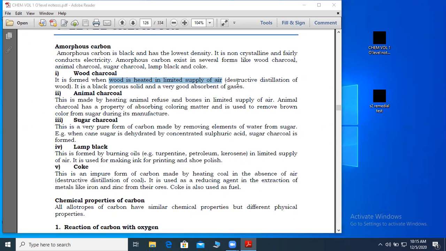Destructive distillation of wood. This is destructive distillation of wood. It is a black porous solid and a very good absorbent of gases. So let us write it. Let us now note down somewhere there, because I will ask you uses of wood charcoal. Number one, it is used as fuel.